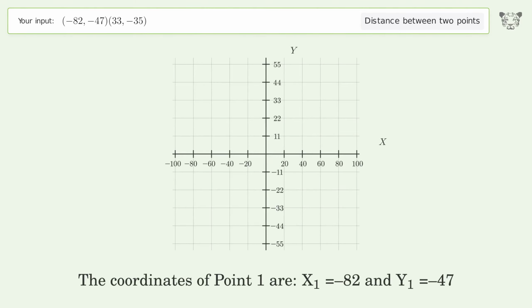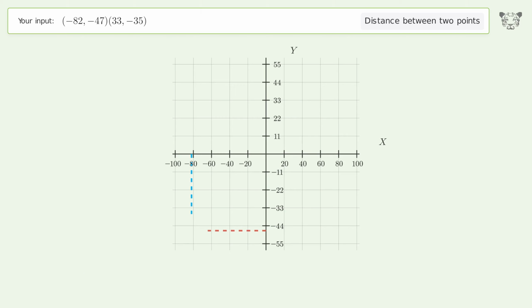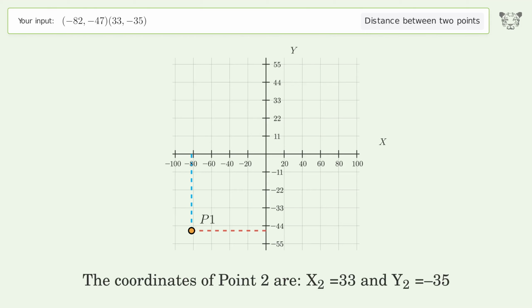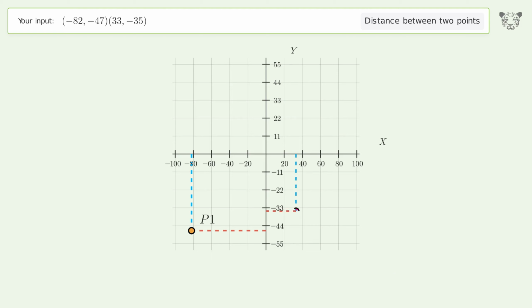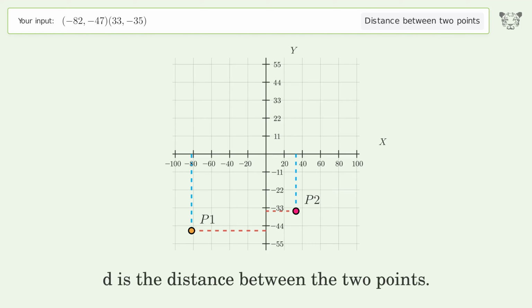The coordinates of point 1 are, x1 equals -82 and y1 equals -47. The coordinates of point 2 are, x2 equals 33 and y2 equals -35. D is the distance between the 2 points.